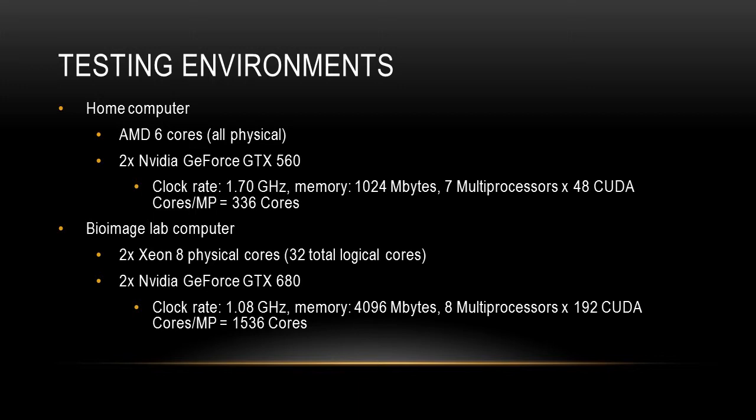So I used two different computers as my testing environment. I had my home computer, which has an AMD with 6 cores on it, and it also contains 2 GTX 560 graphics cards. The GTX 560 has a pretty fast clock rate, almost at 2 GHz, 1 gig of memory, which is okay for what I'm doing. And then it has 336 CUDA cores. And then I also had a lab computer, which contains two Xeon chips with 8 physical cores on each, which are also hyper-threaded, so you get a total of 32 logical cores. And then it has dual 680s. The 680s have a much slower clock rate, but they have 4 times the memory and about 5 times the cores.